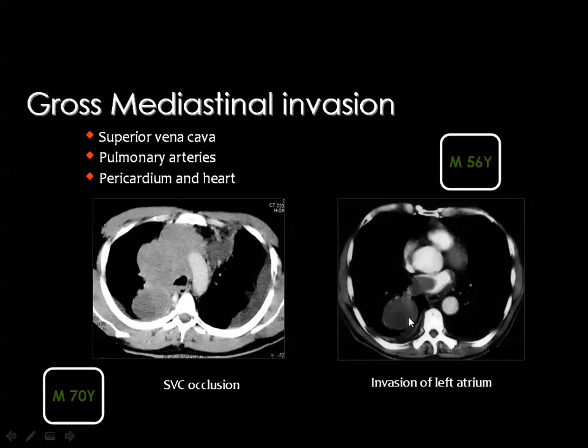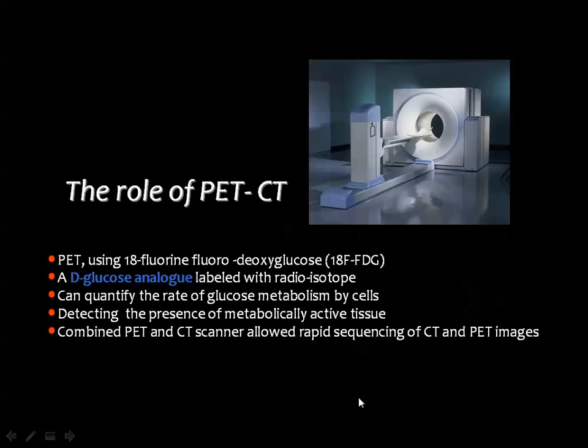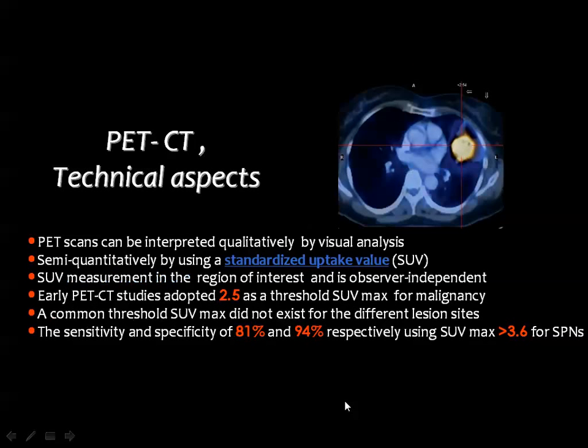And this is a lower lobe mass that has extended inside the left atrium. Of course, you know that PET scan has a good part in the diagnosis and the staging of lung cancer. And you know that this PET scan is the combination of positron emission tomography and the CT nowadays in order to give better anatomic resolution.